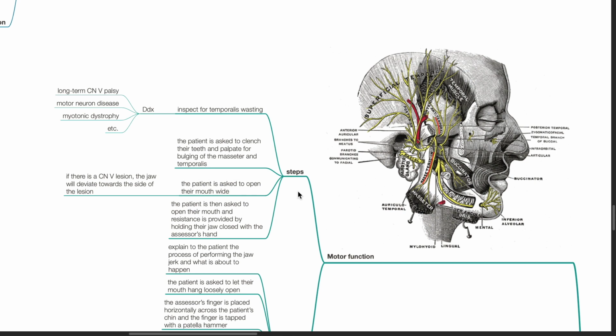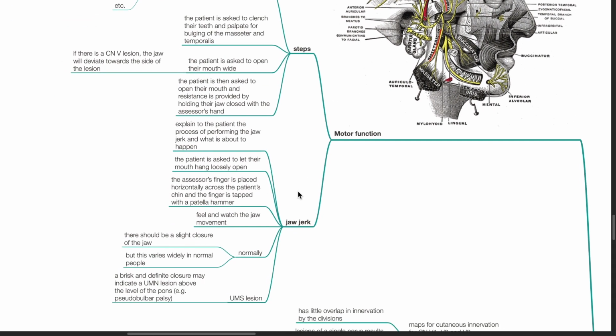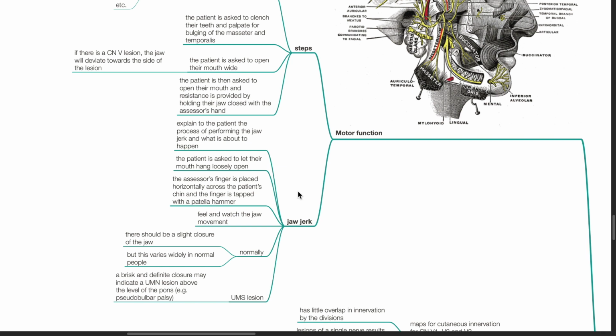The patient is then asked to open their mouth and resistance is provided by holding their jaw closed with the assessor's hand to assess for muscle power. The jaw jerk. Explain to the patient the process of performing the jaw jerk and explain what is about to happen. The patient is asked to let their mouth hang loosely open. The assessor's finger is placed horizontally across the patient's chin and the finger is tapped with a patella hammer. Feel and watch the jaw movement.